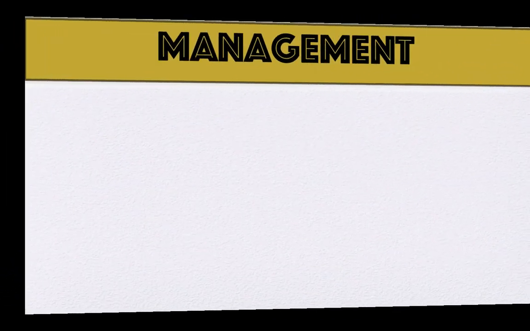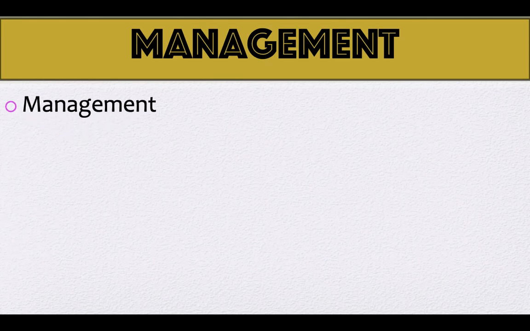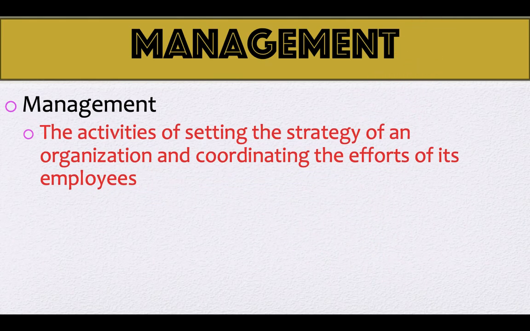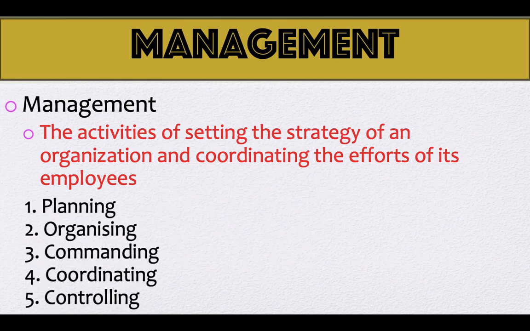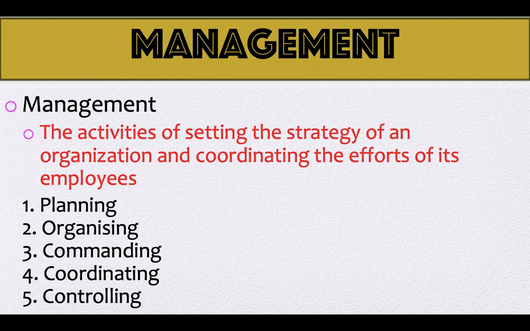Okay, so management then, there are many different definitions, so you might see different ones when you're doing your own research, but I've said it's the activities of setting the strategy of an organisation, a business, and coordinating the efforts of its employees. And it's widely regarded that there's 5 main activities. So planning, organising, commanding, coordinating, and controlling. Okay, so management is a really, really broad activity where you're planning for the future, organising your resources, commanding workers, coordinating different workers in different departments and different resources, and then controlling the resources within a business.